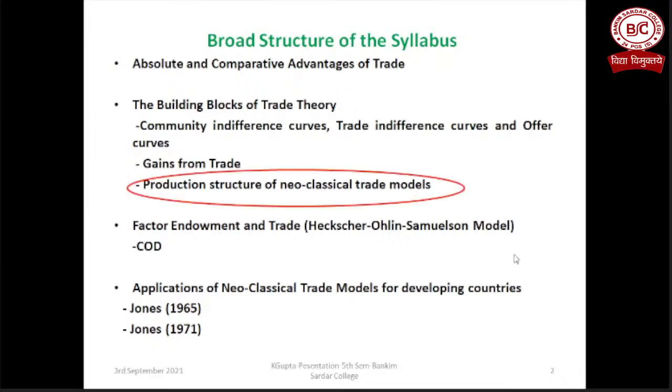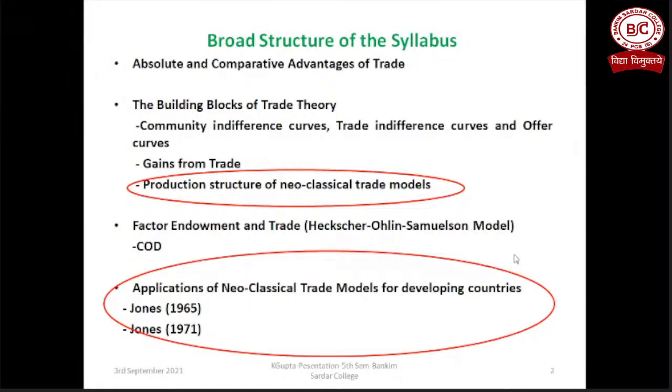Today, I shall discuss, first of all, production structure of neoclassical trade models, which is basically the micro foundation. One should know this micro foundation very well, otherwise they won't be able to follow these zone 65 and 71 models. These are the new things that are included in the syllabus. In the earlier syllabus, these things were not there. So that's why I've chosen to teach these topics. But actually, for international trade, one should start from absolute advantage and comparative advantage in terms of sequence. But as these topics are relatively difficult for you, I've chosen these two.